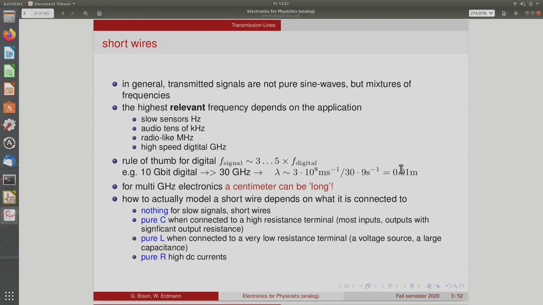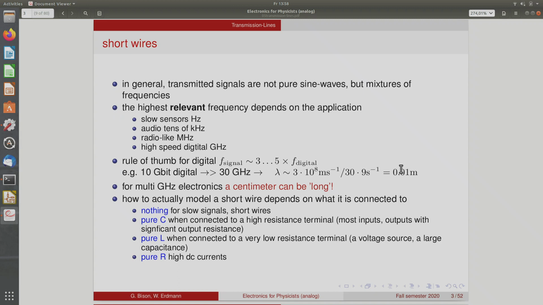When the wire is connected to something that has a very high resistance, so a high impedance terminal, these are most inputs of receivers, for instance, or an output with significant output resistance, then the capacitance is most important. You don't need to consider the inductance typically in those cases. You just model your wire by a capacitance. So this is actually the most common case. When you have very short lines, you need to worry about how much capacitance is attached to that line. And that will give you rise times to your signals.